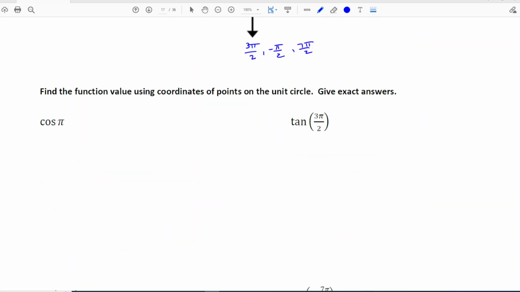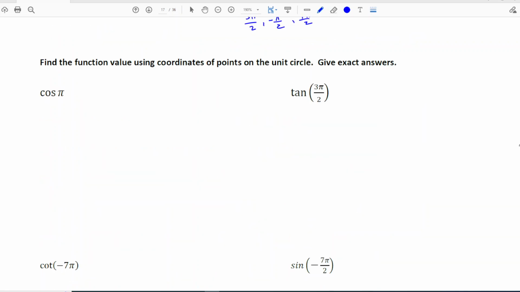So if I then asked you to find the function value using coordinate points on the unit circle, giving exact answers, of something like cos of pi, the first thing we would do is identify where pi is. Now pi is here. So then we're going to give the coordinate points, which would be negative 1, 0. Then I know that cos is x over r. So it's going to be that negative 1 over a radius of 1, which means the cos of pi is negative 1.